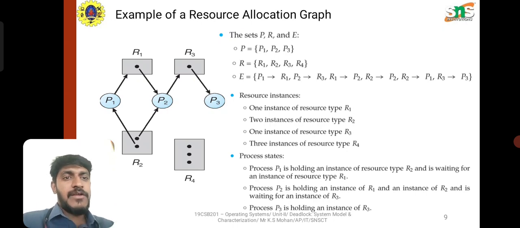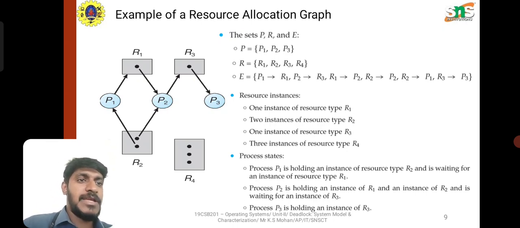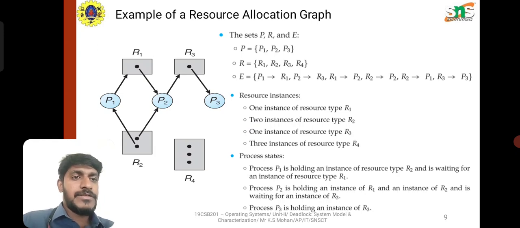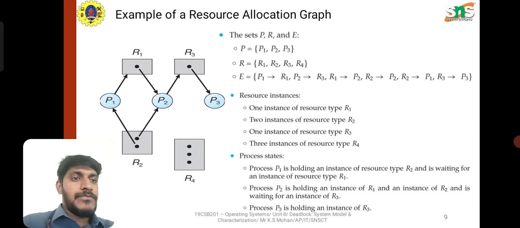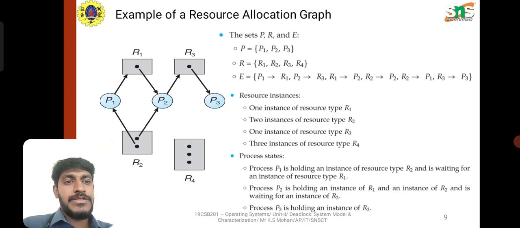So for the process states, process P1 is holding an instance of resource type R2 and is waiting for an instance of resource type R1. Process P2 is holding an instance of R1 and an instance of R2 and is waiting for an instance of R3. Process P3 is holding an instance of R3.